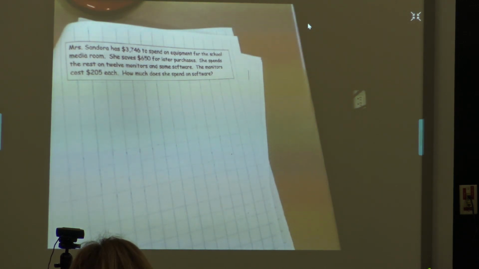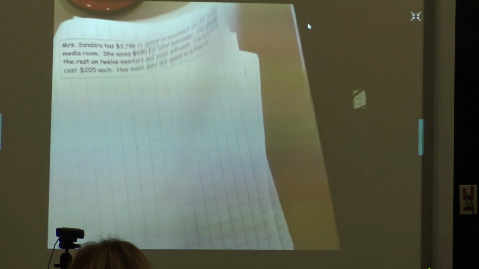Mrs. Sandora had $3,746 to spend on equipment for the school media room. She saved $650 for later purchases. She spends the rest on 12 monitors and some software. The monitors cost $205 each. How much did she spend on software? This is a mouthful, right? Even as an adult, you're like, what? Where do I start?